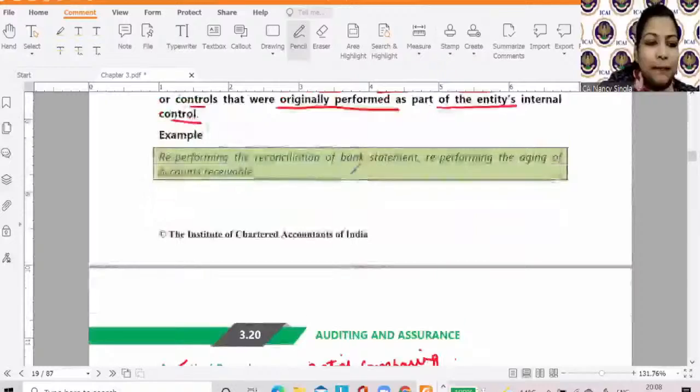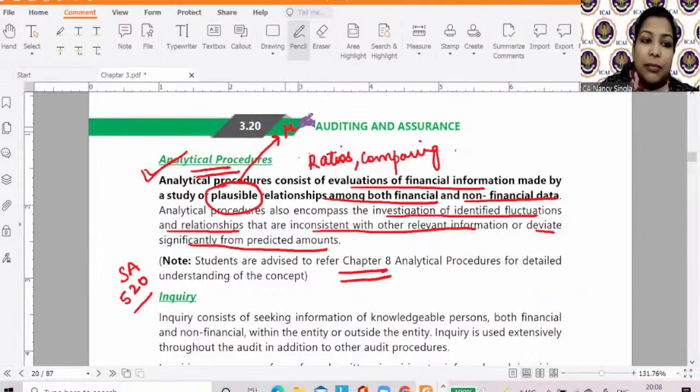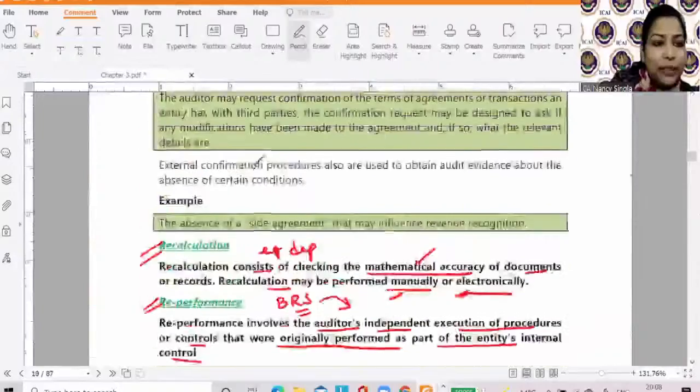And plausible, who is saying Ria, plausible, I just told you that we will be doing this in great detail in chapter number 8, but plausible, the dictionary meaning is reasonable, justifiable relationship, possible relationship among financial and non-financial data. Okay? I hope it is clear.